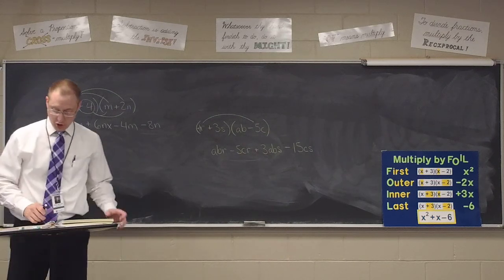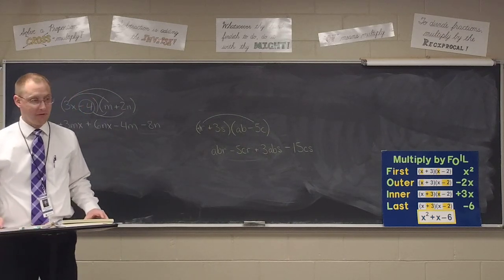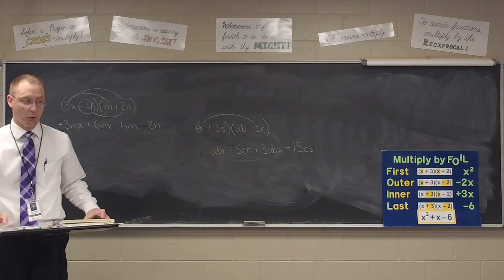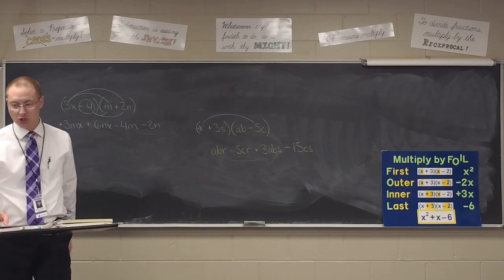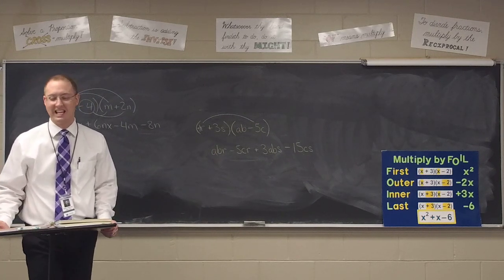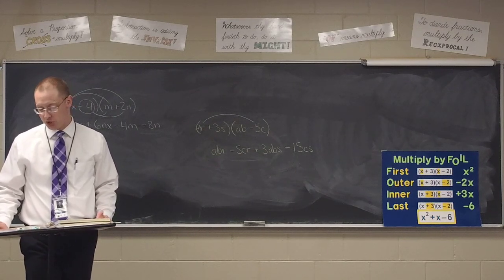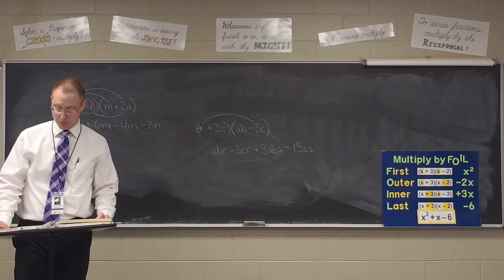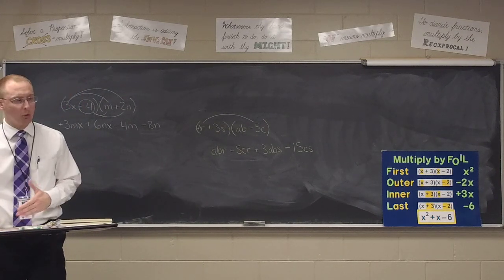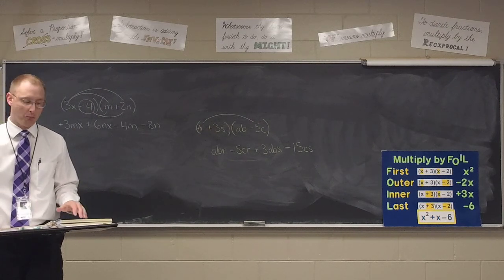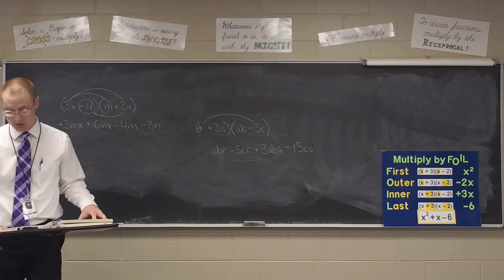Homework for this evening is to do pages 494 to 495, numbers 2 through 32, the even. Pages 494 to 495, numbers 2 through 32, the even. We'll take a look at that tomorrow as we wrap up this section on multiplying and dividing monomials and polynomials. All right, you are dismissed.